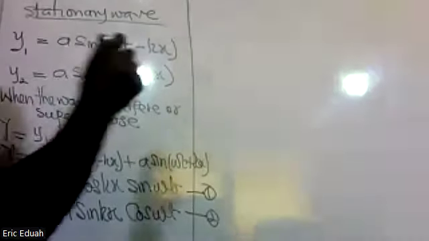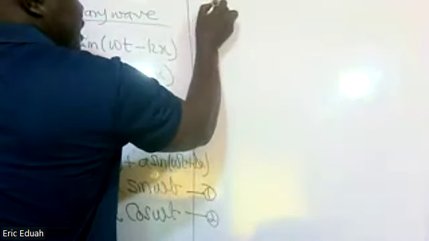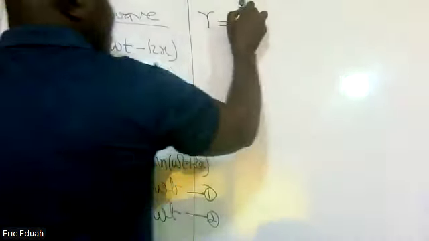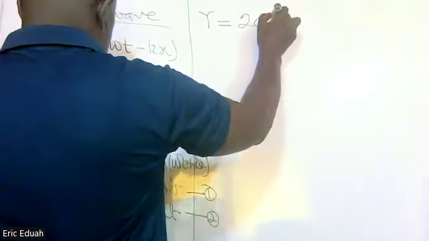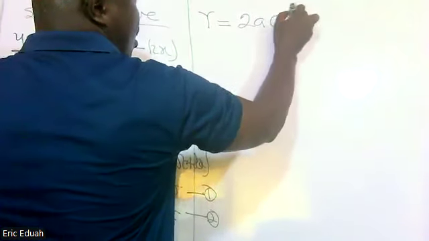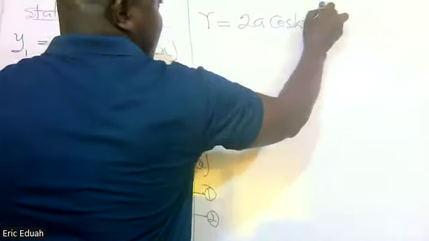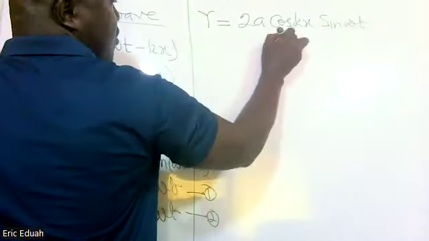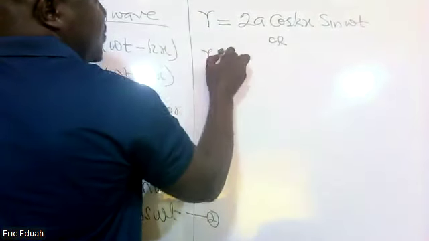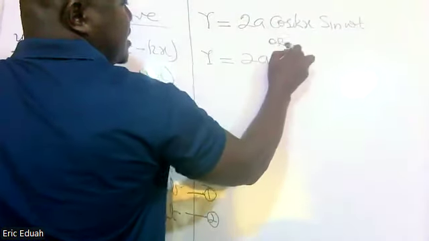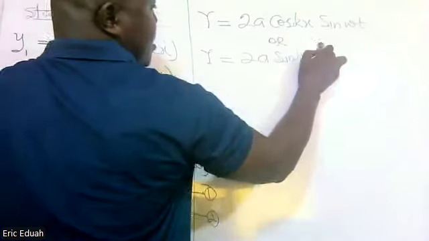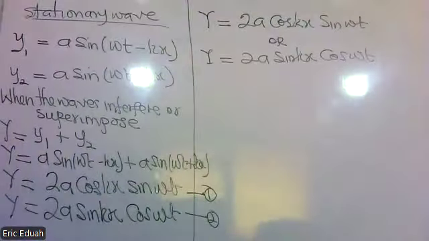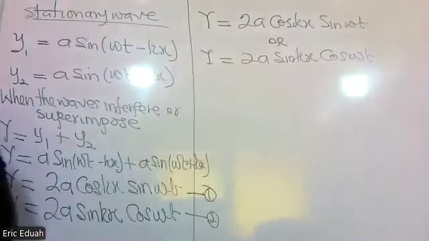Okay, so we have the two stationary wave equations being 2a cos kx sine omega t or 2a sine kx cos omega t. Now, the question is, what is the difference?